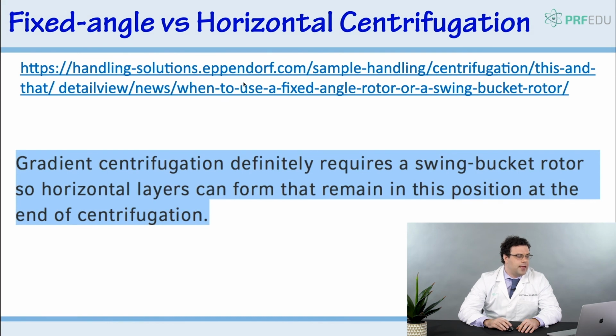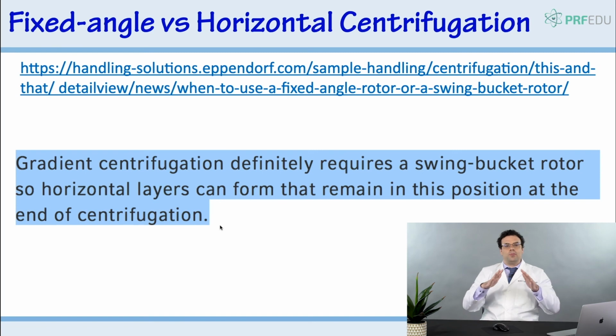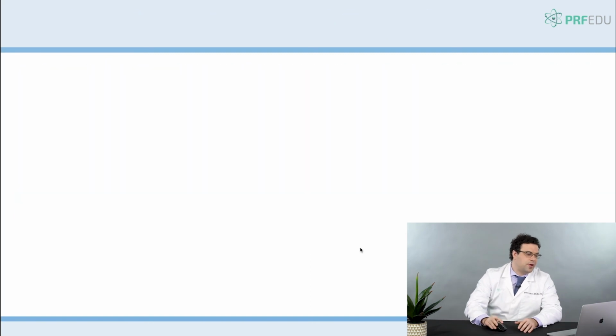And of course, if you look on the Eppendorf website, that's the largest manufacturer of centrifuges in the whole world. Okay, they're the real experts. They're one of the oldest companies that produce centrifuges in Germany. Gradient centrifugation definitely requires a swing out rotor, so horizontal layers can form that remain in this position at the end of centrifugation. Very well known. If you want to separate layers based on their density, you've got to go horizontal. So if you're one of these people that have a fixed angle centrifuge, consider getting a horizontal one, because you can separate these layers a lot more effectively this way.